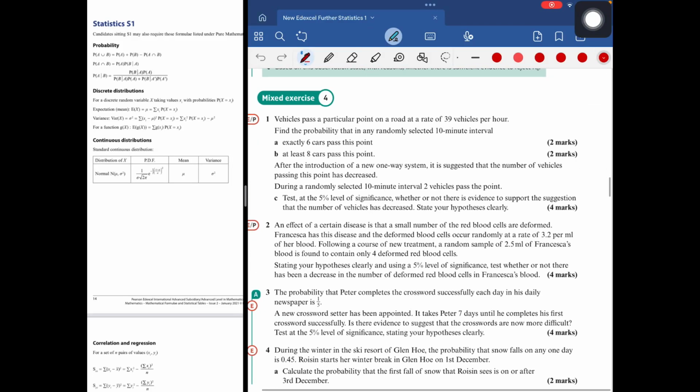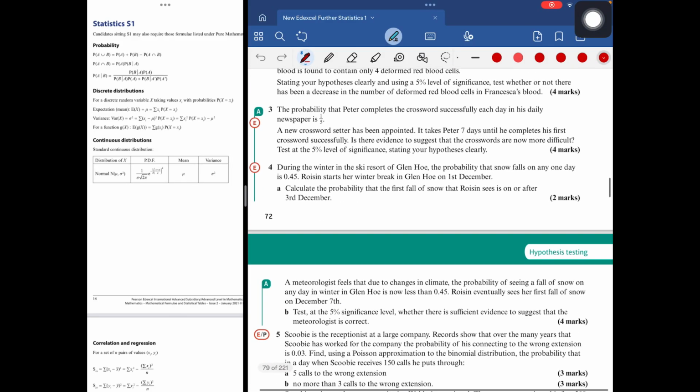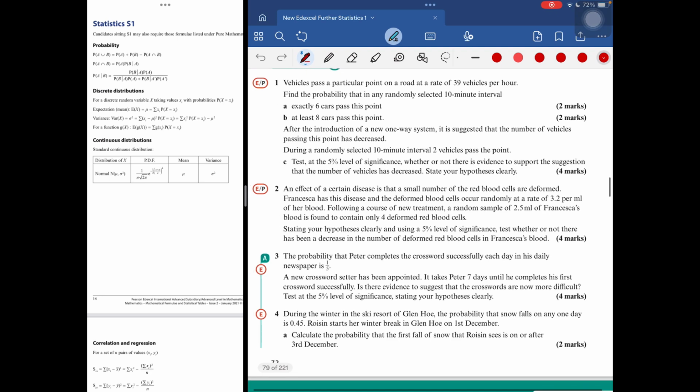For the Statistics Edexcel hypothesis testing, let's start from number 1. Vehicles pass a particular point on the road at a rate of 39 vehicles per hour. In any randomly selected 10-minute interval, find exactly 6, at least 8. So this is the Poisson. X follows the Poisson distribution with 39. But this is 39 per hour, so we will make it 39 over 6.